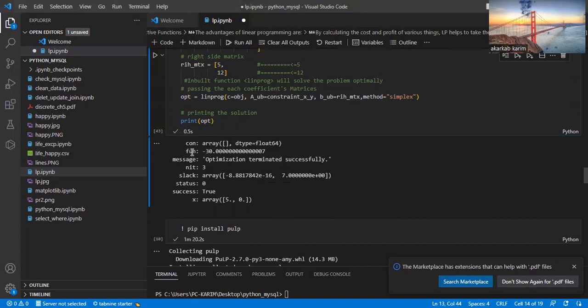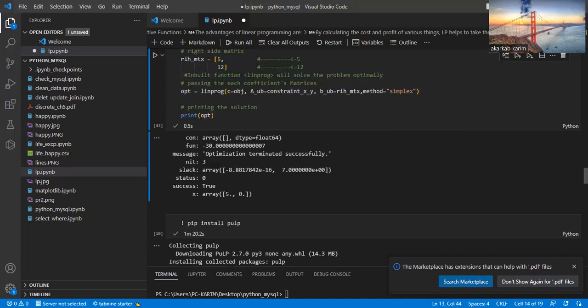Here the max value is 30. That means the max profit we can have with all these constraints is 30. And we should just produce 5 of type A and 0 of type B. To get this profit, we should just produce 5 of type A and 0 of B. I hope that's clear for you.